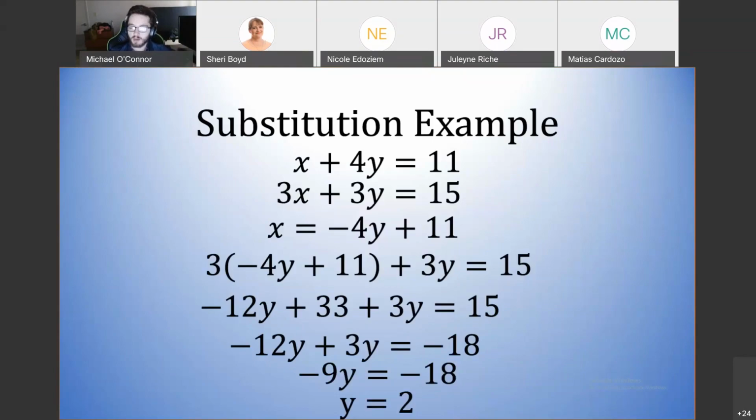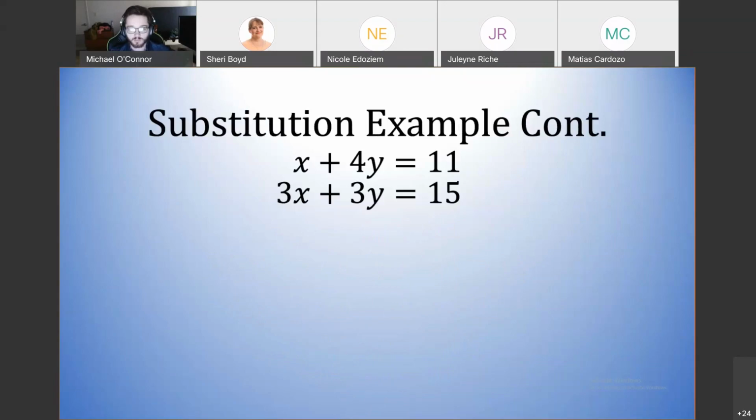Now to find the x value, you just go back and plug y equals 2 into one of the equations and then solve for x. So I'm going to plug y equals 2 into the top equation. You could easily do it for the bottom equation, but the top equation is going to be easier because you can just subtract something over and get the x value.